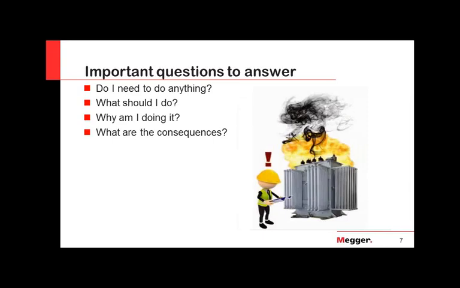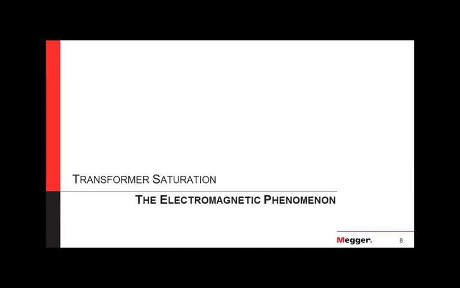So we need to understand all these processes, and especially if you are an asset manager and you have to take decisions about the operation, maintenance, or just removing from operation one of these units. Let's understand, why are we doing this? What has to be done in our system to improve the quality, to improve the service, to improve the reliability of our units. So let's talk first about the transformer saturation. We will see here the electromagnetic phenomena.